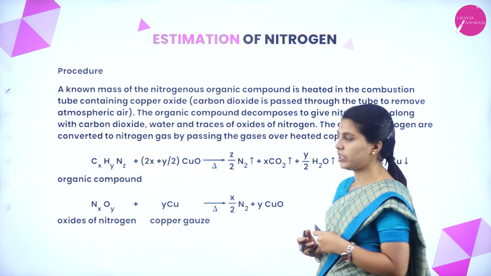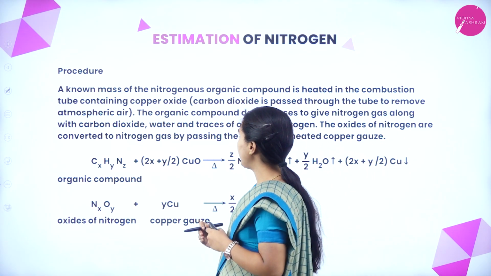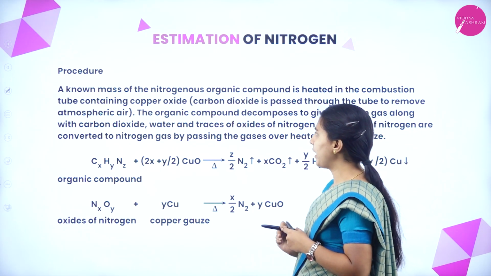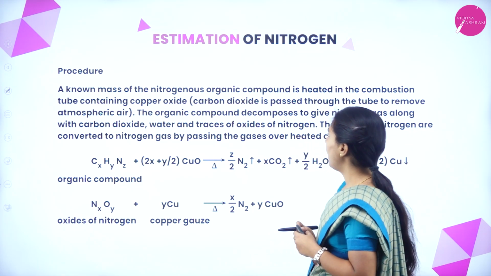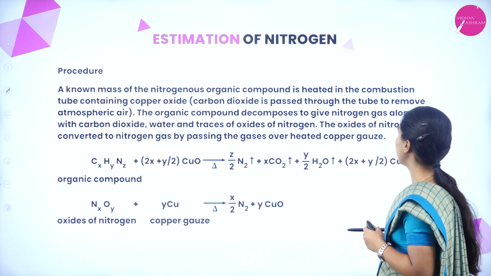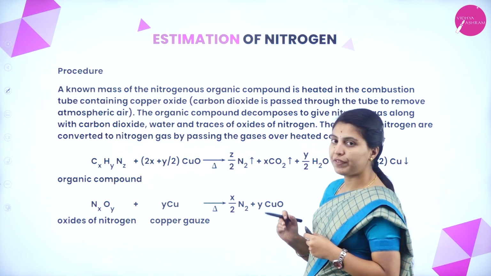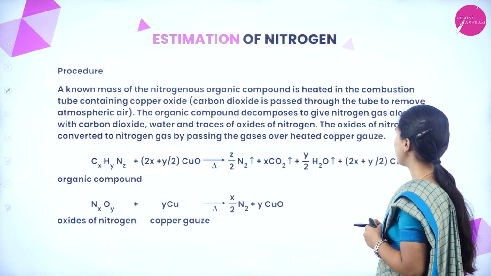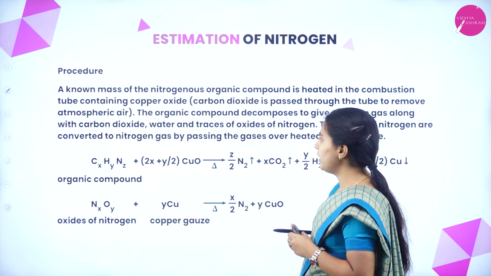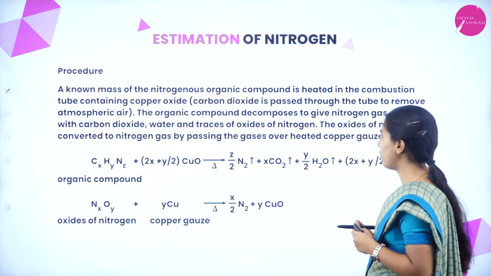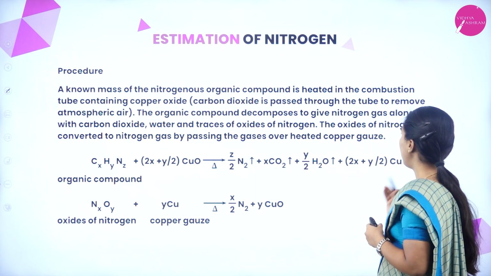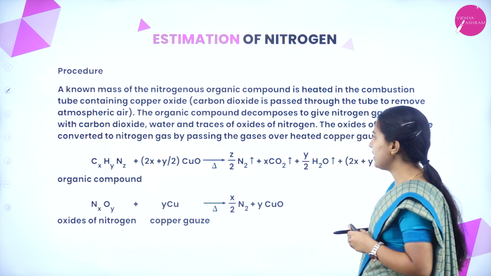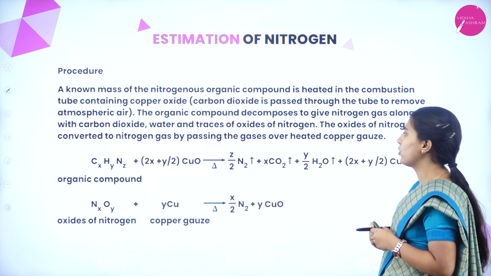And what is the procedure? A known mass of nitrogenous organic compound is heated in the combustion tube containing copper oxide. In that, carbon dioxide is passed through the tube to remove the atmospheric air. The organic compound decomposes to give nitrogen gas along with carbon dioxide, water and traces of oxides of nitrogen. The oxides of nitrogen are converted to nitrogen gas by passing the gases over heated copper gauze.